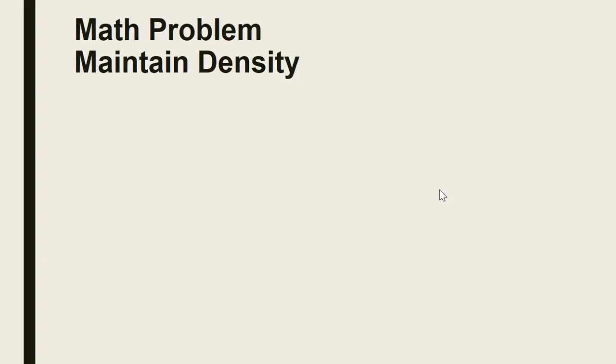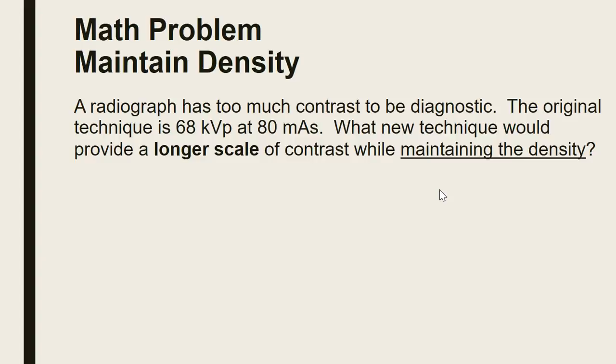Now what about a math problem that tells you to maintain density? A radiograph has too much contrast to be diagnostic. The original technique is 68 kV at 80 mAs. What new technique would you provide a longer scale of contrast while maintaining the density? So let's do one at a time. The original technique has too much contrast. We want a longer scale. So to get a longer scale, we're going to have to increase the kVp.